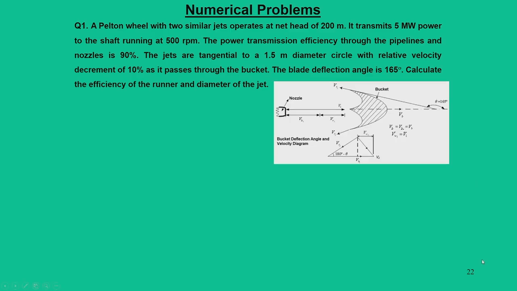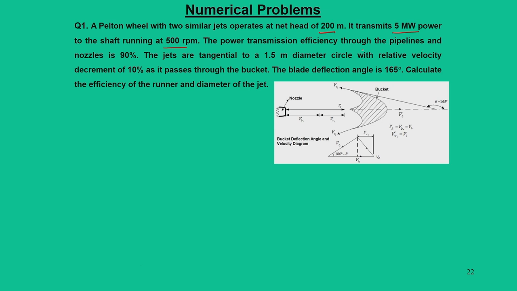So, the problem statement says that a Pelton wheel has two jets. Instead of multi-jet, we say it is a two-jet, that means N is 2, and it works at a net head of 200 meters. It transmits 5 megawatts of power while running the shaft at 500 rpm.